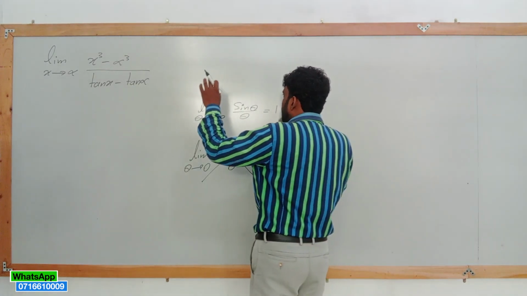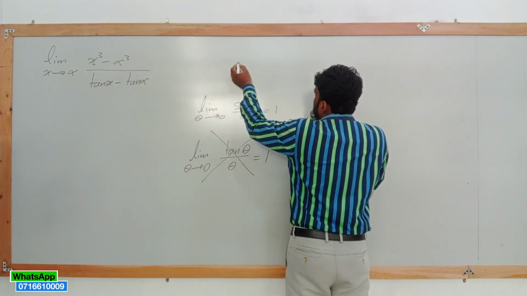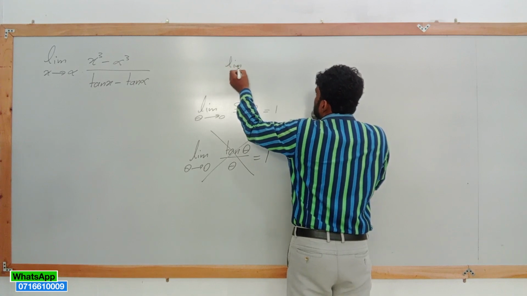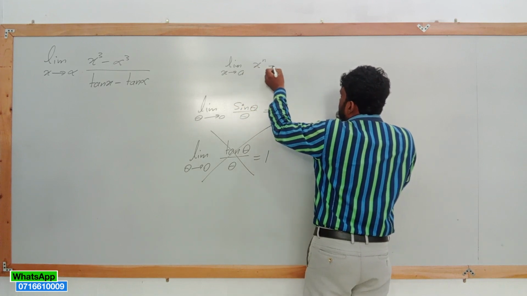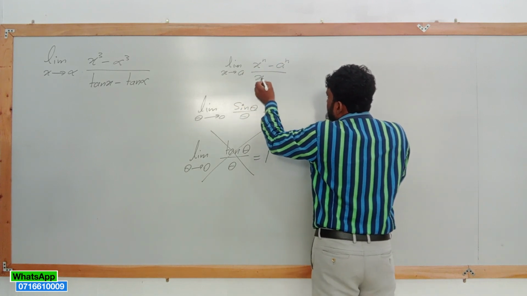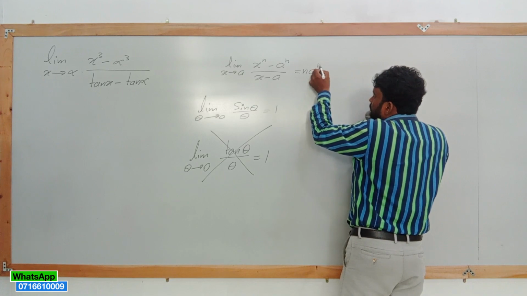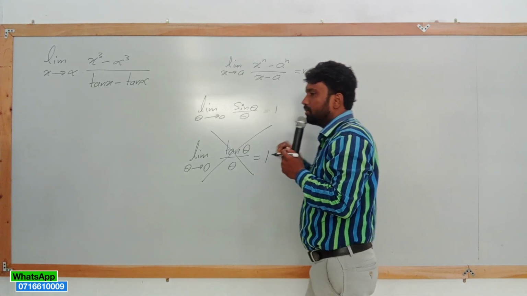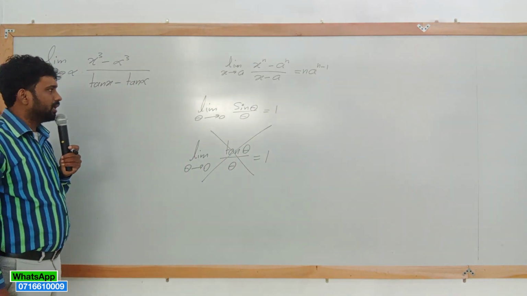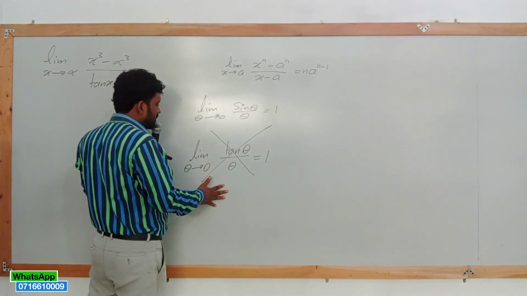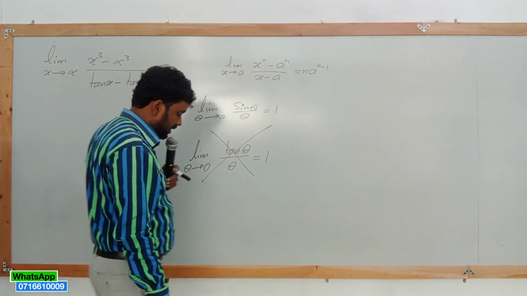And here is another theory: x cube minus alpha cube. You can use this one also: limit x goes to a, x power n minus a power n divided by x minus a, that is n a power n minus 1. Two theories here, you can use these two only. This one is completely wrong.